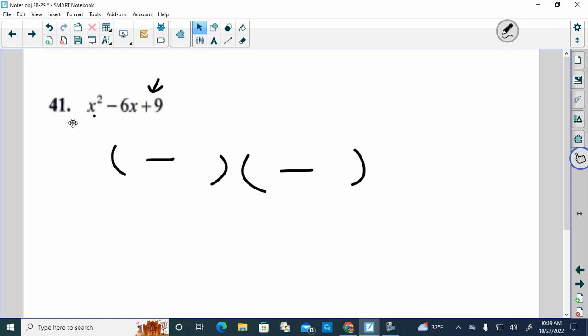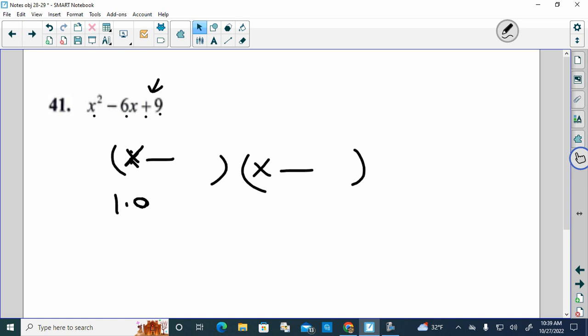Okay, so if that was an x to the 4th, then I'd put x squared. But we have x to the 2nd, so splitting it up as x and x. Good. Okay, now we read this backwards. What are my factors of 9 that add to give me 6?